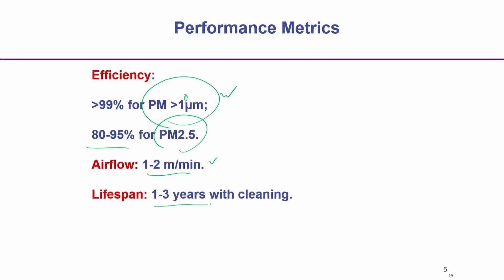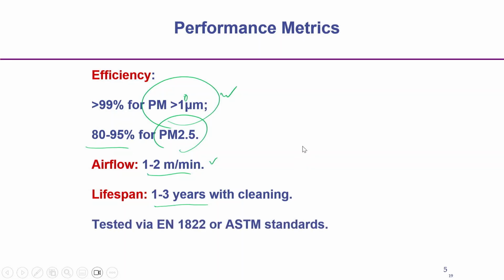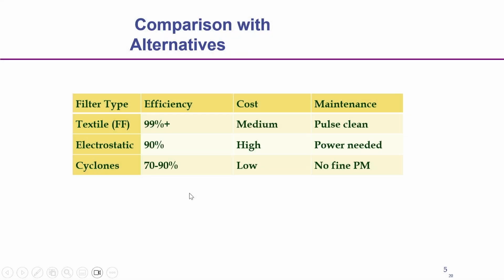So, this automotive air filter, these are the standard requirement performance matrix, and we can test it by ASTM or European standard EN 1822. So, that we have to test. Now, try to see the comparison with the other type of alternatives.